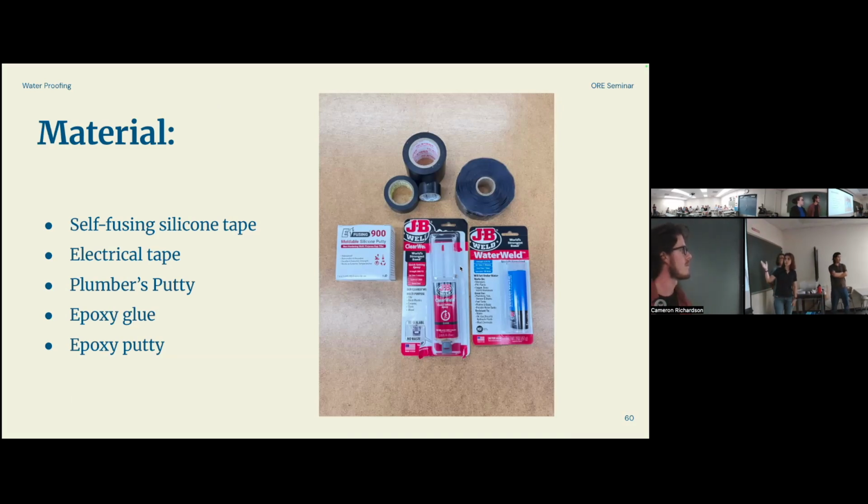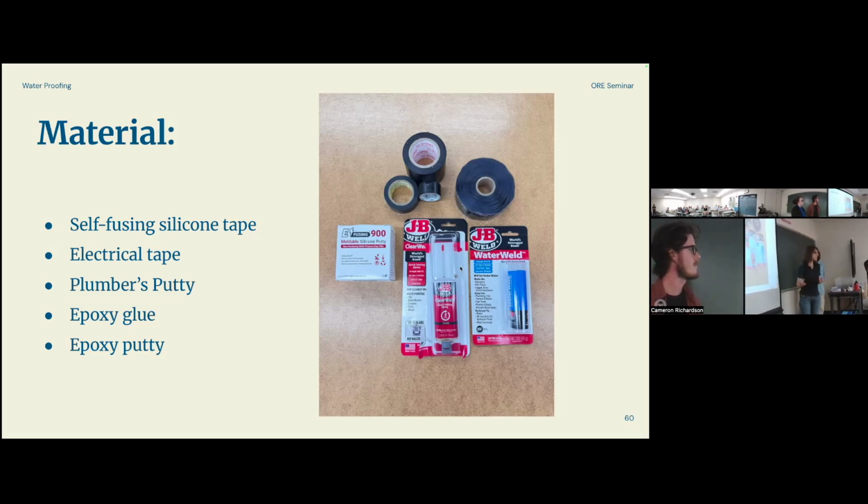For this purpose, we use a variety of materials. Self-fusing silicone tape: this one is a kind of sticky that can stick to itself, and it's very stretchy and very easy to work with. Electrical tape, which we can use for waterproofing wire. Plumber's putty, a kind of moldable and removable putty that you can apply anywhere and anytime that you want, and you can remove it easily. Epoxy glue, obviously glue that you can use to stick anything together.